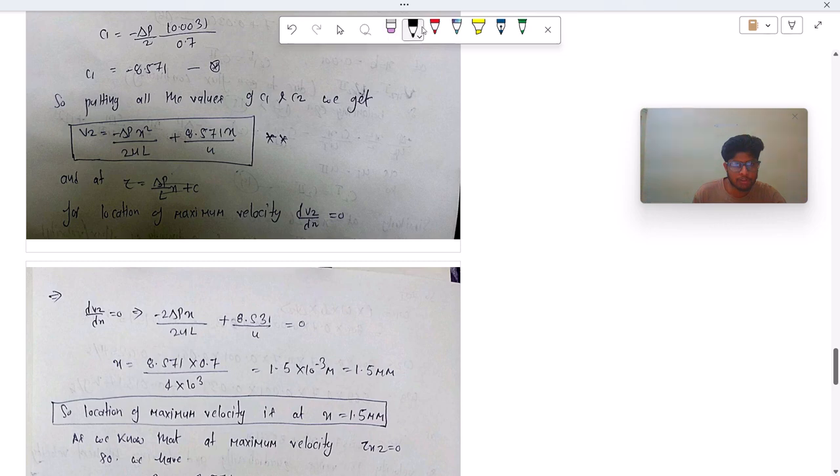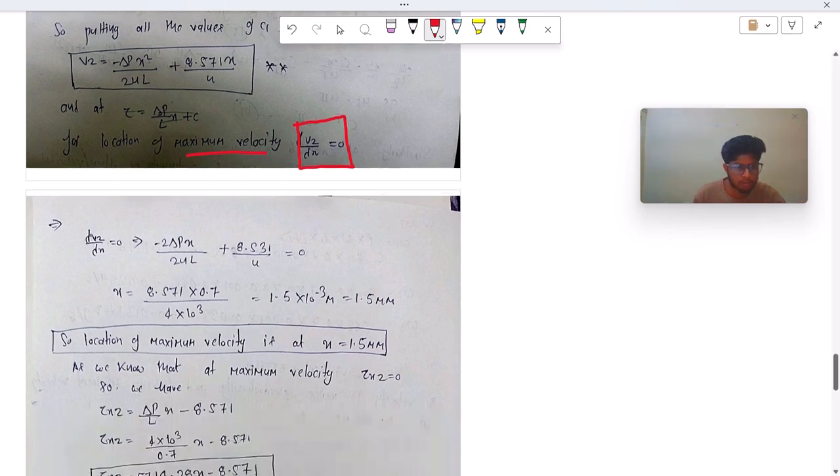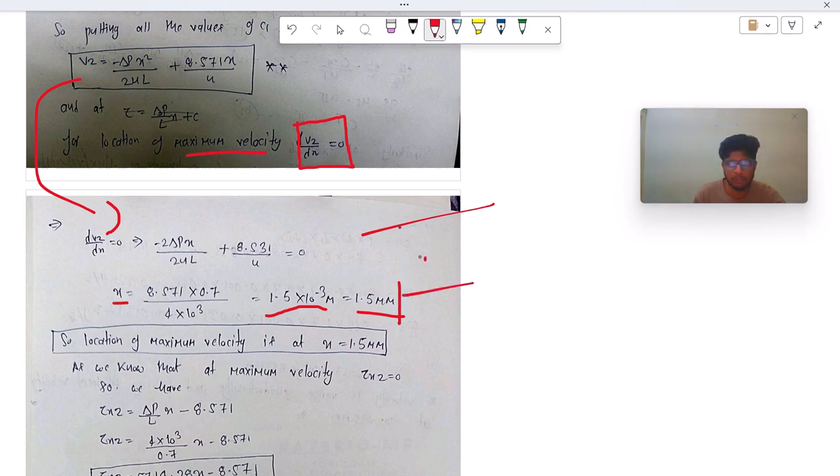And in the question we have been asked about the location of maximum velocity. Maximum velocity occurs when the slope of the velocity equation is 0, that is dVz by dx equal to 0, the slope of the tangent will be 0. When you differentiate this equation, we get the value of x as 1.5 times 10 to the power minus 3, that is 1.5 mm, which is in the middle of both plates. So the location of the maximum velocity is at the middle of both plates.